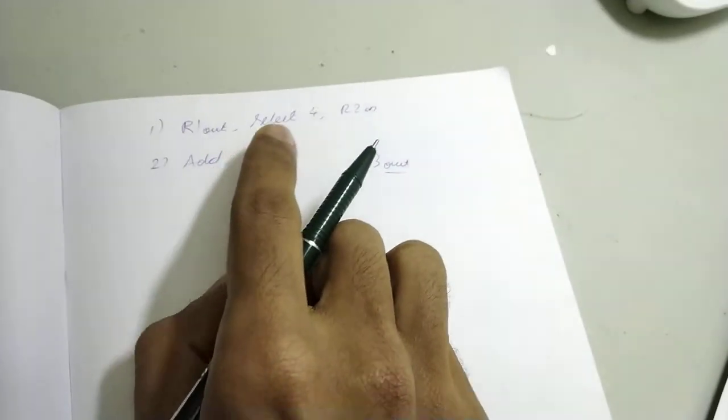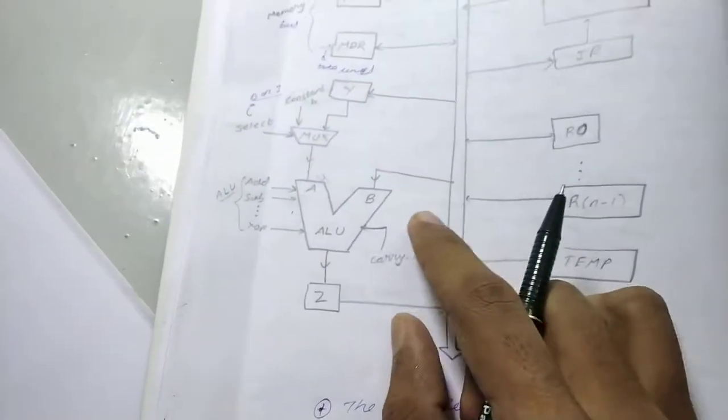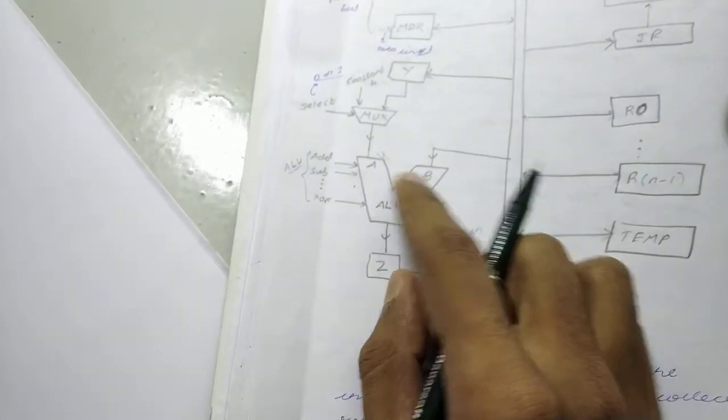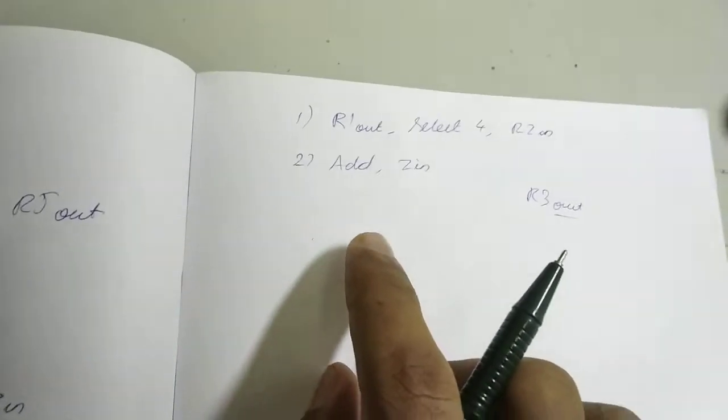And we have already selected 4 in the previous clock cycle. So 4 will be there in A, and that value will be added. That is R1 plus 4. That value will be stored in Zin.